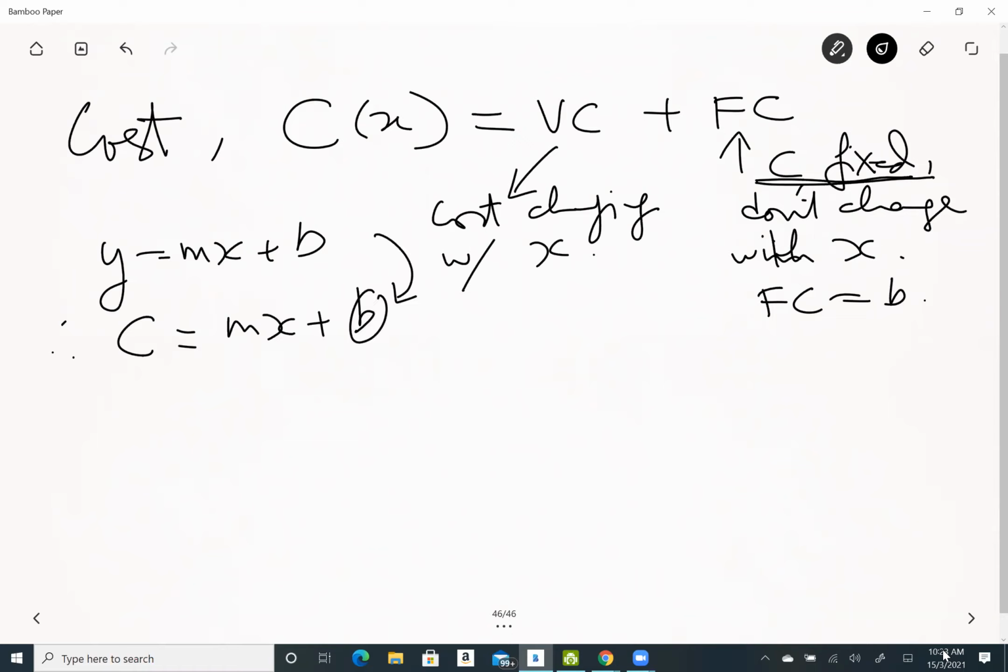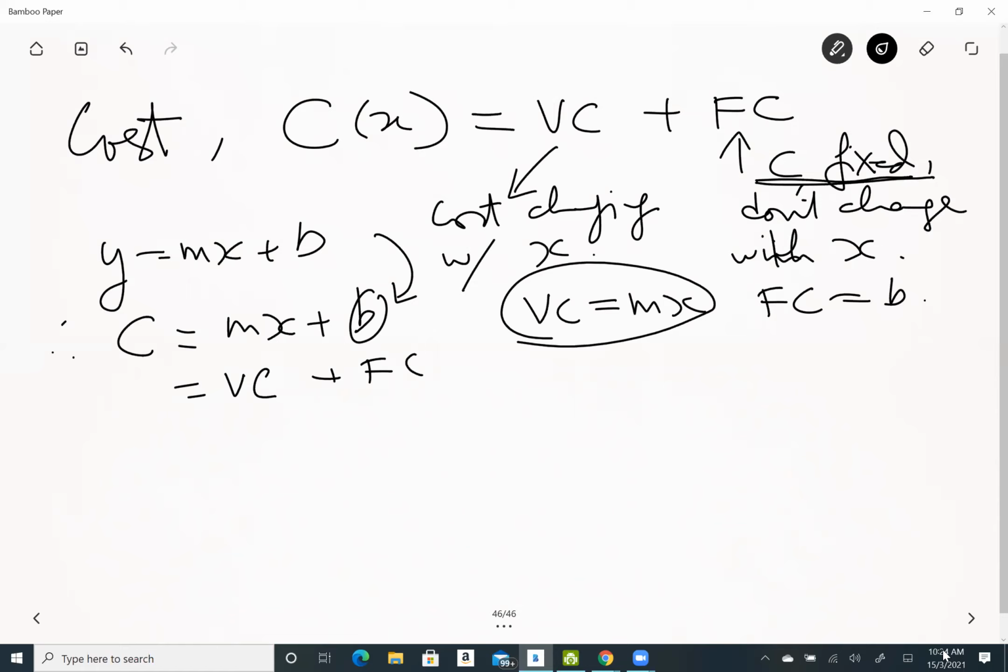So this one is the fixed cost. The other component will be the variable cost. So therefore, the variable cost is equal to mx. That one is the component of the cost that depends on x. This one is a constant. So those are the components of the cost.